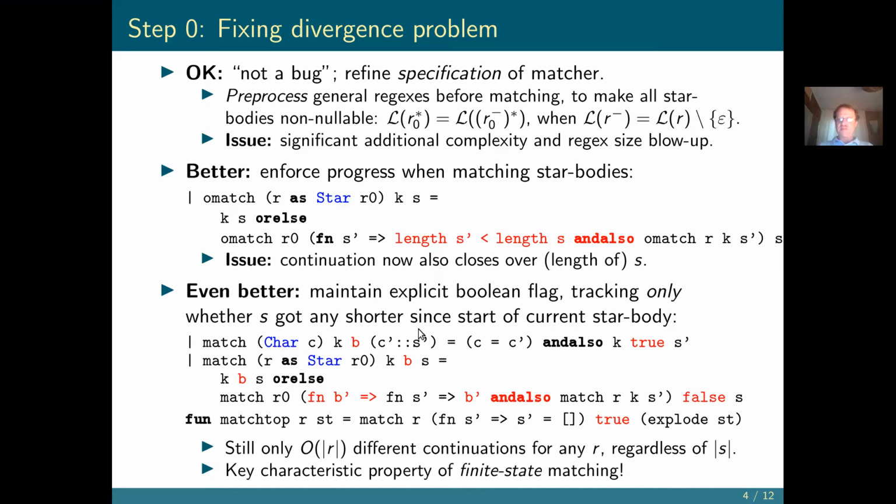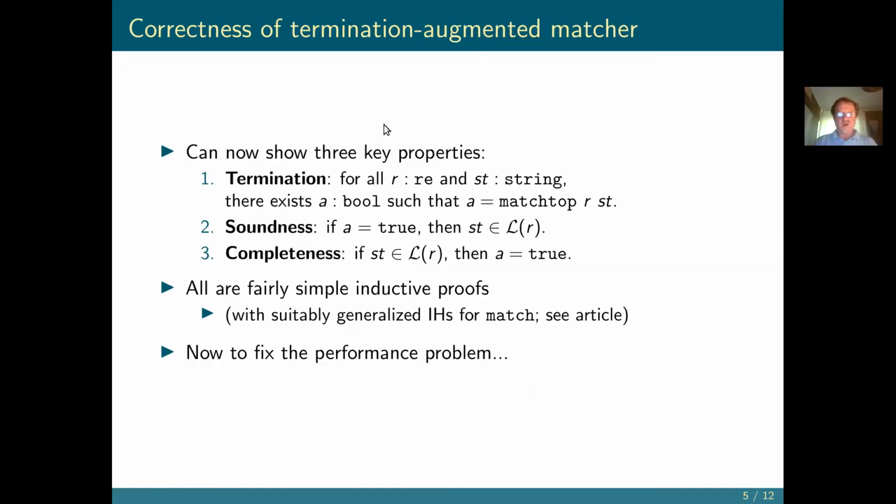But we can do something very similar. We'll just keep a separate Boolean flag that tracks whether the string got shorter since we started the star body. And then whenever we actually consume a character, like in this case, we set the flag to true. And then when we start matching a star body, we set it to false. And then check, and if it's still false by the time we've finished matching R0, then we give up. And it doesn't actually matter what we initialize it to. So that way, there's only going to be finitely many continuations for any regular expression. Okay, so now we want to argue that the final match is actually correct.